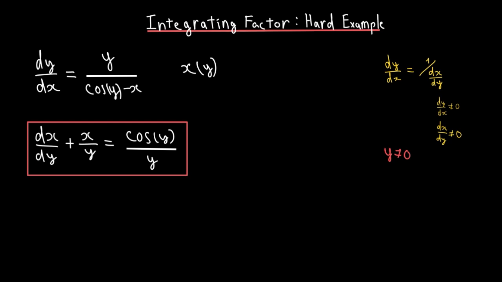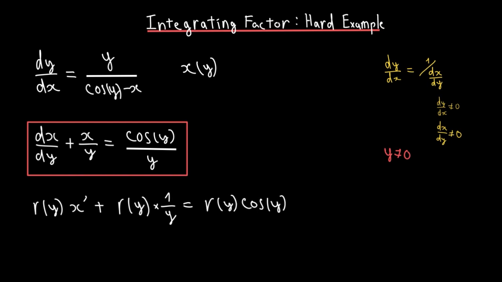And remember, I don't want you to memorize the formula for the integrating factor. It's way better to derive it on the spot. And you might think that it would be time consuming to derive the formula on the spot, but actually, it can take just a few seconds. So let me show you why. The method consists of multiplying by a function, r. So r of y in this case: r of y times x prime plus r of y times 1 over y times x is equal to r of y times cosine of y divided by y.